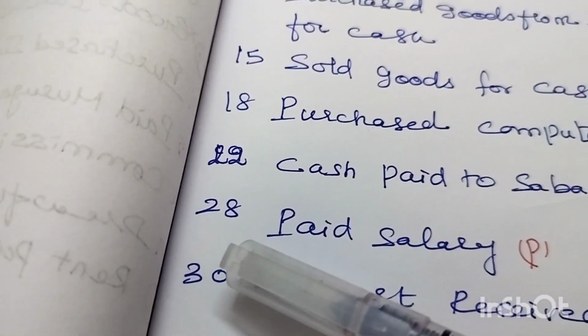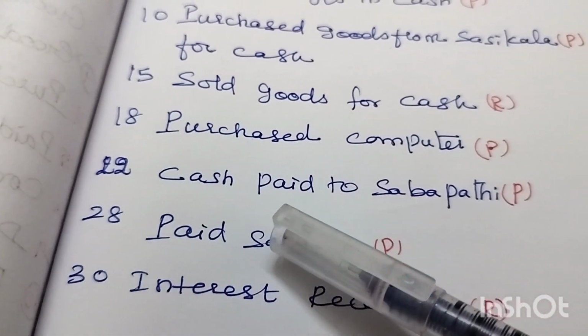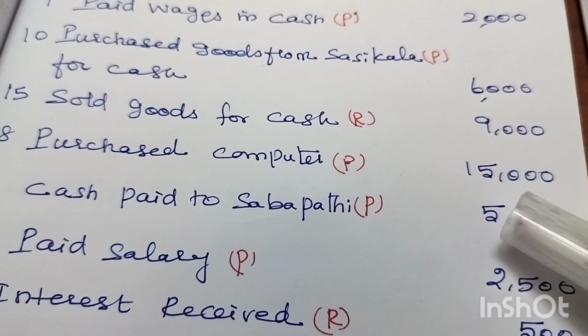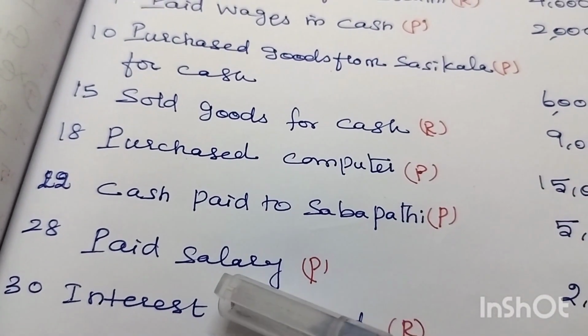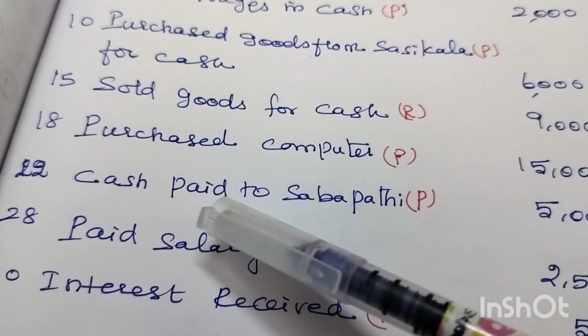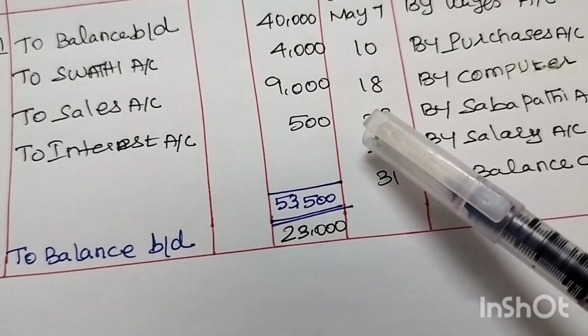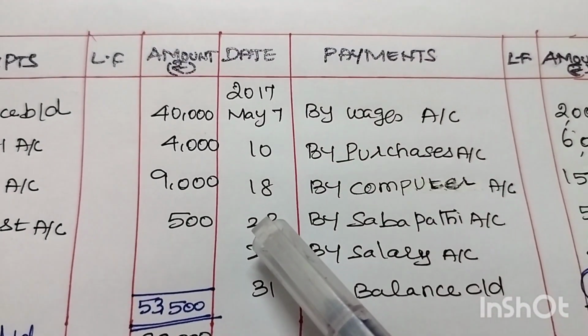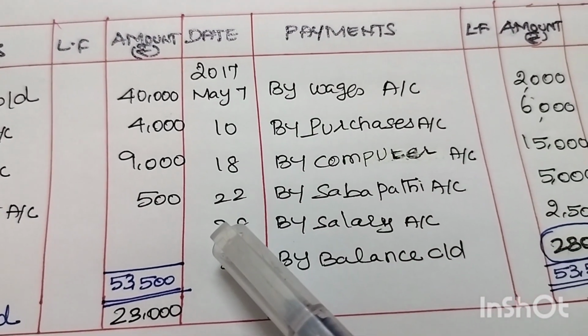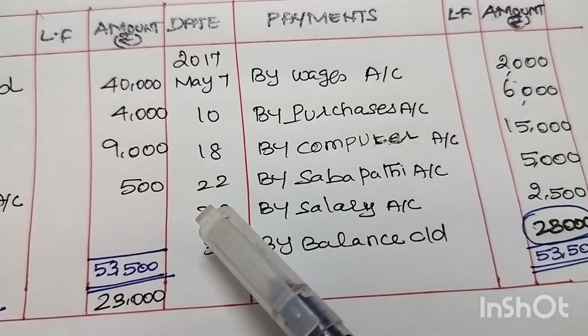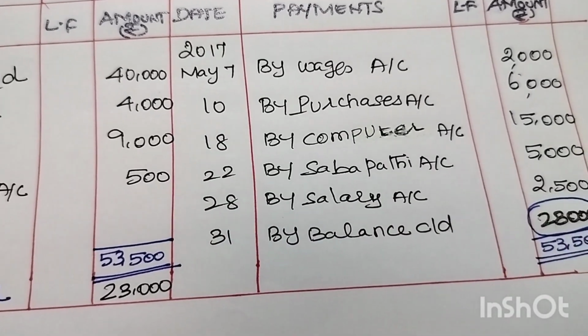Then May 22, cash paid to Sabhabadi 5,000 rupees. What is the journal entry? Cash paid means payment. So you can enter this transaction into payment column, credit side. Dated on May 22 by Sabhabadi account 5,000 rupees.